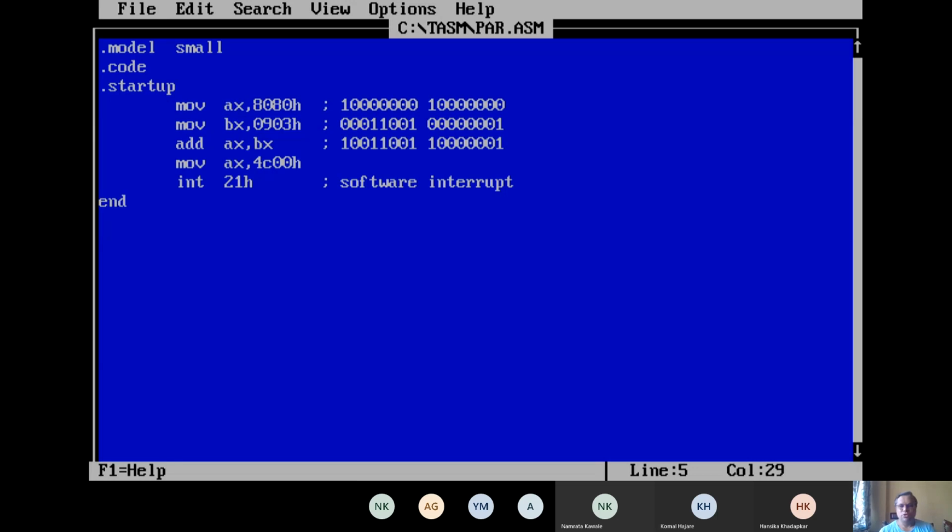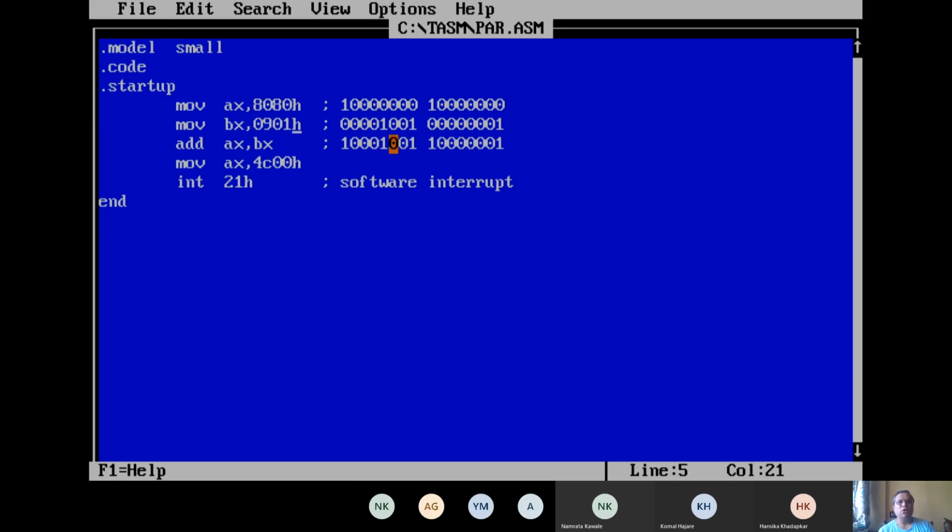Oh no, we will keep this 0 only. I want to get this result. So this is 0901H, right? If I perform addition of 8080 and 0901H, of course the answer will be 8981H.